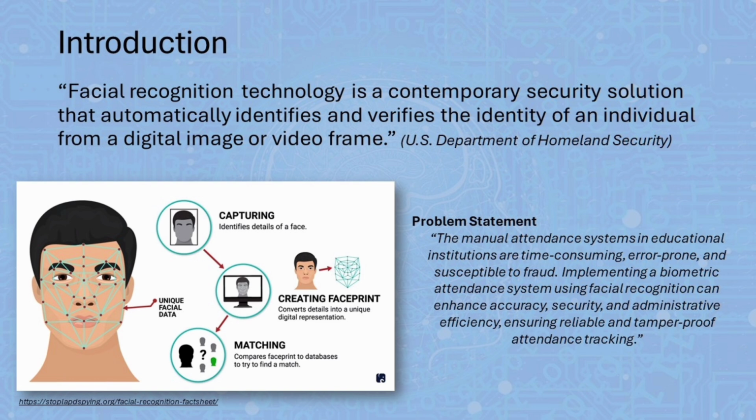The final stage is matching. The face print is then compared to a database of known face prints to find a match. This is where the verification process occurs. If the system finds a matching face print in the database, it can confirm the individual's identity. This comparison can happen in real time, making it an incredibly efficient method for identity verification.